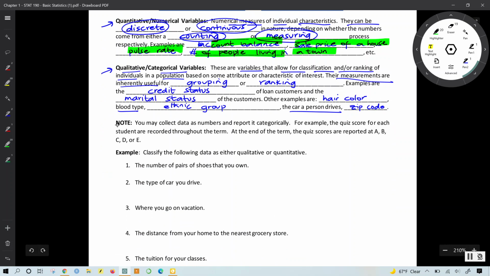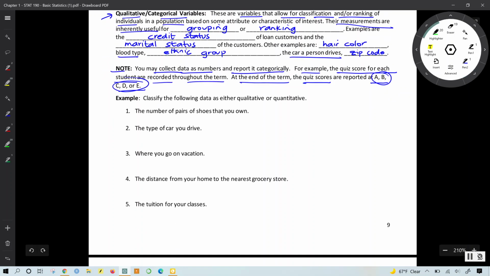So, take note that it is possible to sometimes collect data as numbers and report it categorically. For example, the quiz score for each student are recorded throughout the term. At the end of the term, we convert that score, the numbers, into grades, A, B, C, D, E. So at the end of the day, it becomes what? A categorical variable.